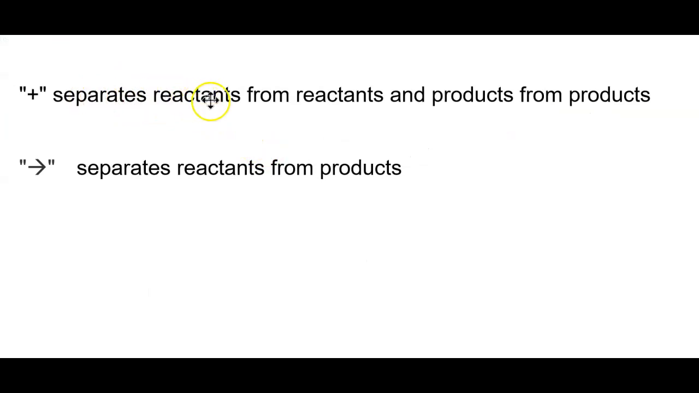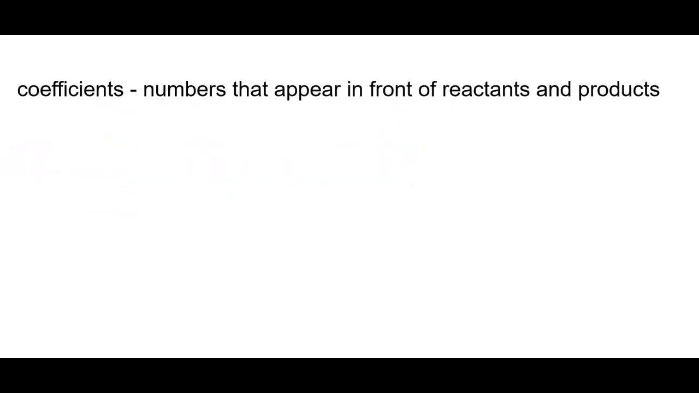A plus sign separates reactants from reactants or products from products. An arrow separates reactants from products. Okay, so a plus sign could possibly be on the reactant side, and plus signs can be on the product side. So we can have a plus sign, one or more, on the left, and plus signs, one or more on the right. They separate reactants from reactants and products from products. Now, what separates reactants from products is the arrow. So the reactants are going to be on the left, products are going to be on the right.